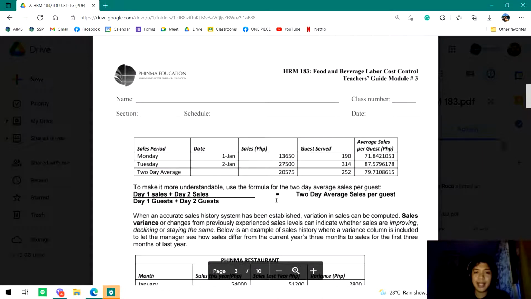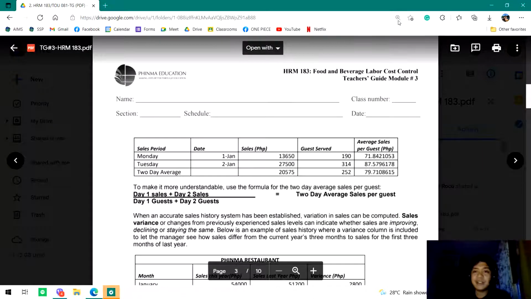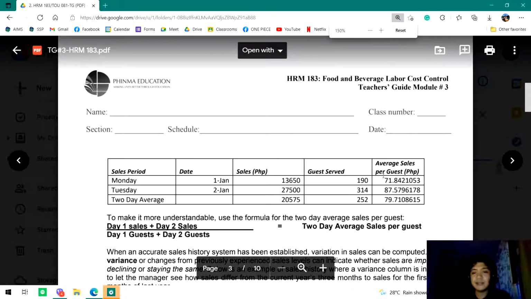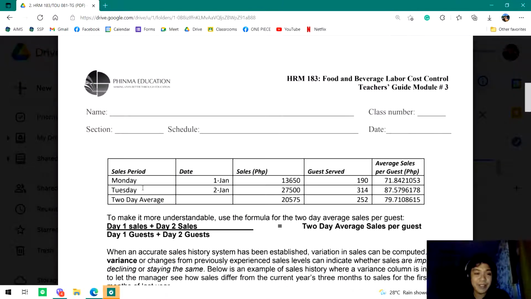So let's see. Ayan, ito, first table. Ako, sir, yan na, first table. Same. Ako rin. Ito na ang first table.